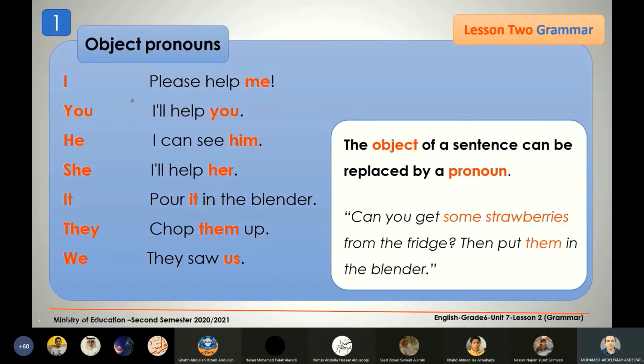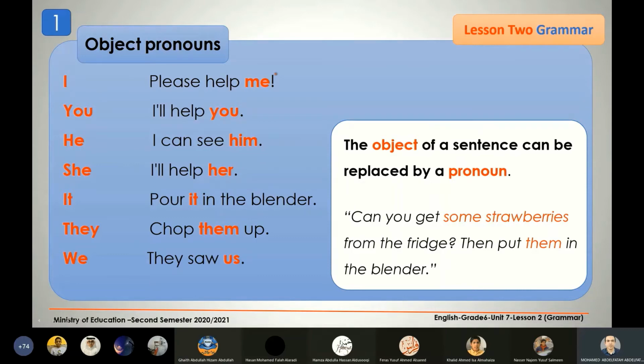So students, here in this slide, you can see all subject pronouns in English. I, you, he, she, it, they, or we. And on the other side, you can see the object pronoun. If you say I, this is the subject pronoun. I go to school every day. I is the subject. But when you say, please help, help I or help me? Help me. Me. Why did you use me?